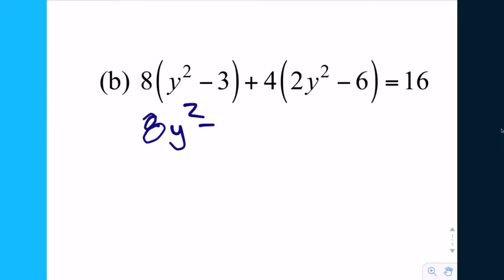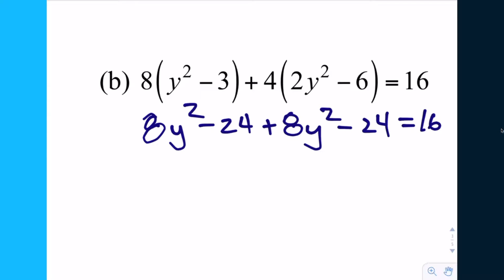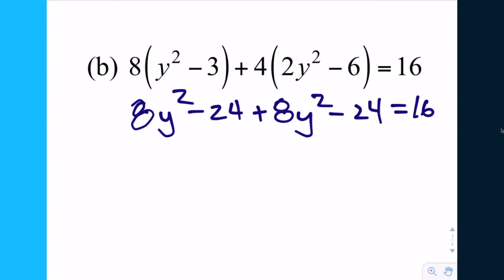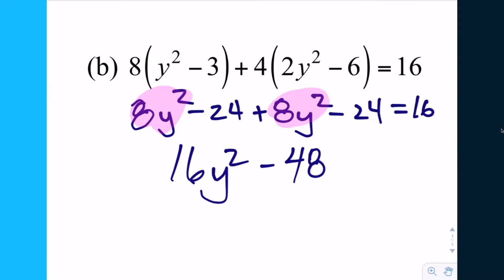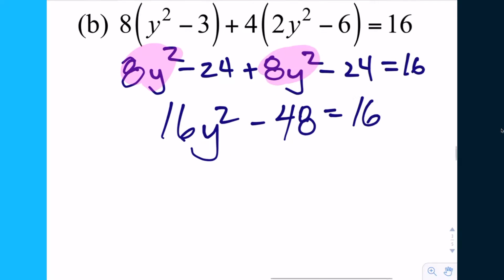We get 8y squared minus 24 plus 8y squared minus 24 equals 16. And boy, those look, wow, that looks the same, doesn't it? In fact, I think there could have been another way to do this, but this definitely will work. Like terms, I'm going to collect my variables on the left. So I got 8 of them plus 8 of them. That's a total of 16 of them. And then I'm going to have a minus 24 minus 24, which is a minus 48. And I got a 16 over there.